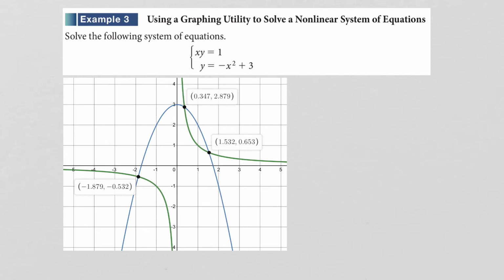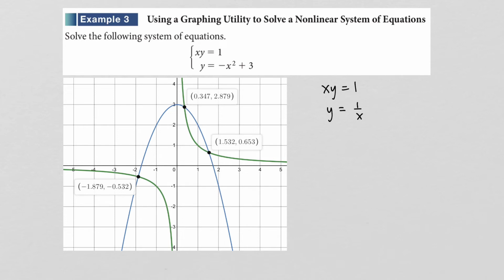For some systems, if you try to solve it algebraically, you will run into some difficulties that we are not prepared to deal with at this point. We need some methods that we learn in calculus to be able to solve some of these systems. So for this following system, xy equals 1 and y equals negative x squared plus 3, if you attempt to solve it algebraically, you can take xy equals 1 and solve for y by dividing by x.